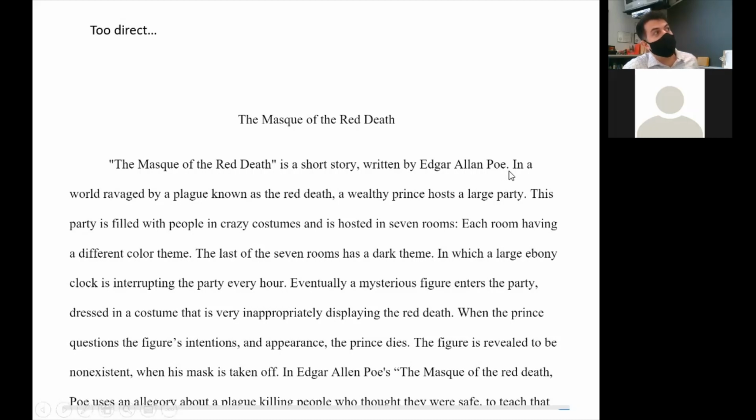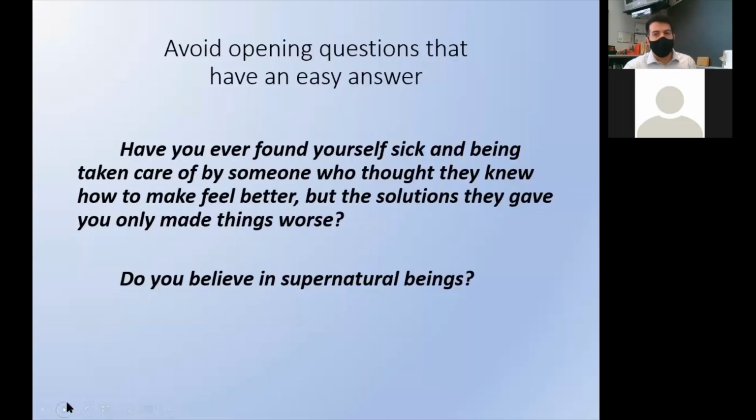I actually like the second sentence of this as an opener. In a world ravaged by a plague known as the Red Death, a wealthy prince hosts a large party. That's not bad. If you have an opener like this with some kind of interesting writing, something that flows well, I might tweak the second half of the sentence, but I would have recommended that this student just delete this sentence and then start here. And that would be a fine opener. So watch out for dawn of time openings.